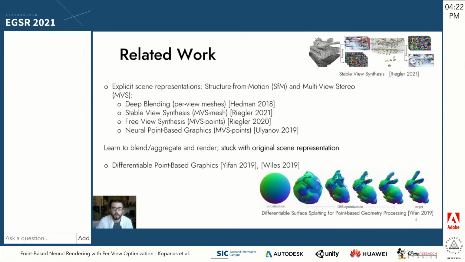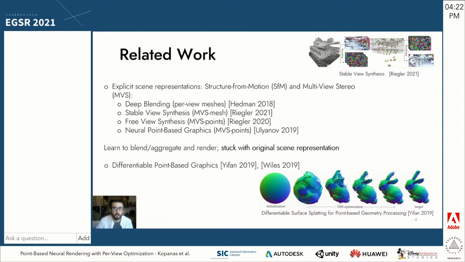First, let us review the most recent and relevant work in the field. Image-based rendering can be separated into two categories. First, the works that use an explicit scene representation, mostly based on multi-view stereo. From those, Deep Blending uses per-view meshes. This way, it can improve the geometry locally, even if this is not a globally correct solution. While Stable View Synthesis is using the triangular mesh from multi-view stereo, and Free View Synthesis is using its depth maps for point reprojection, similarly to Neural Point-Based Graphics.